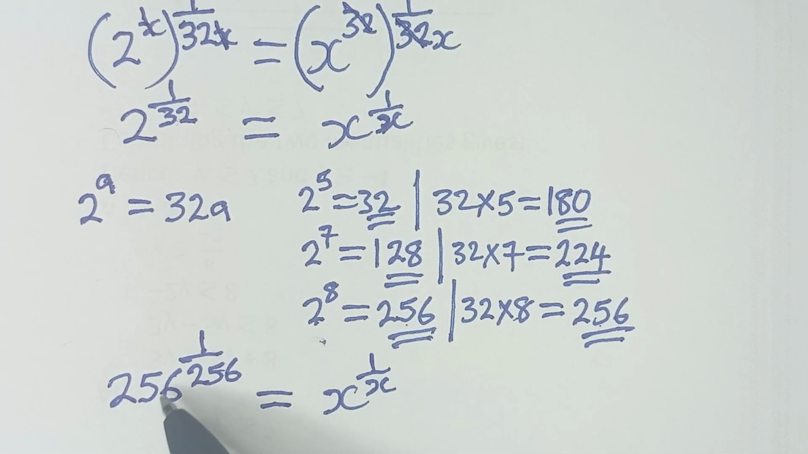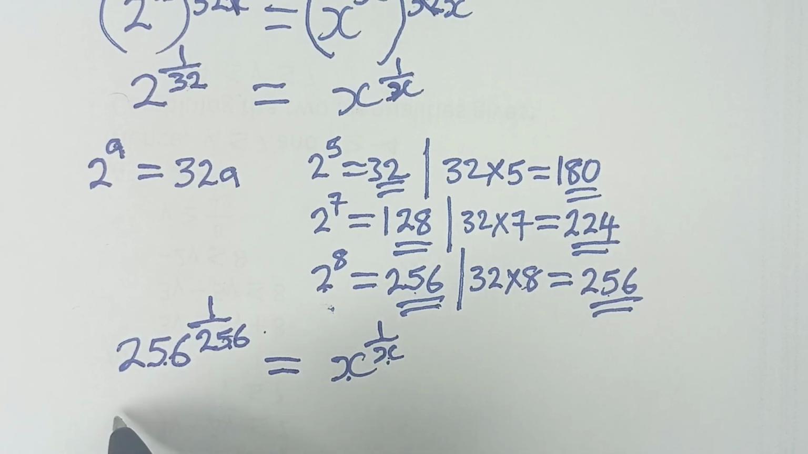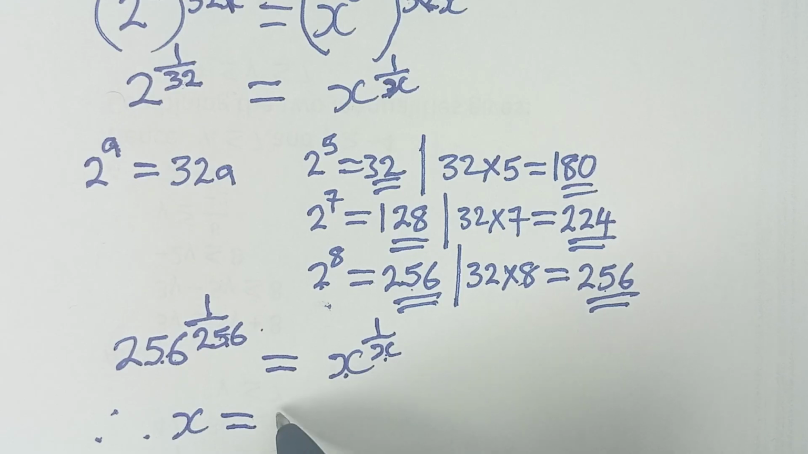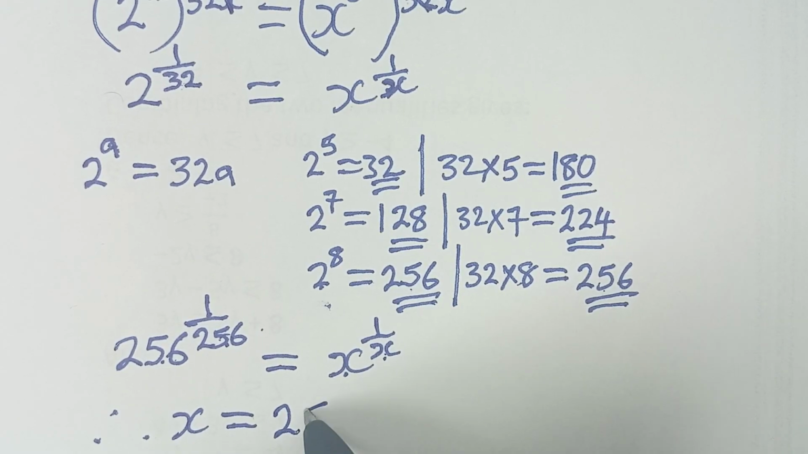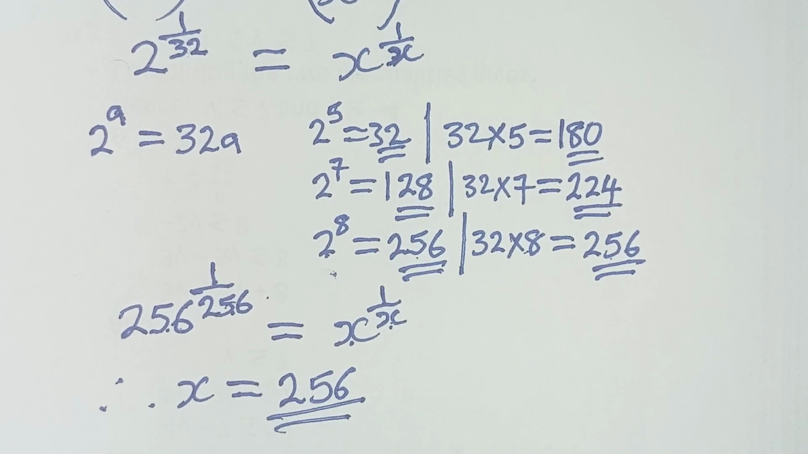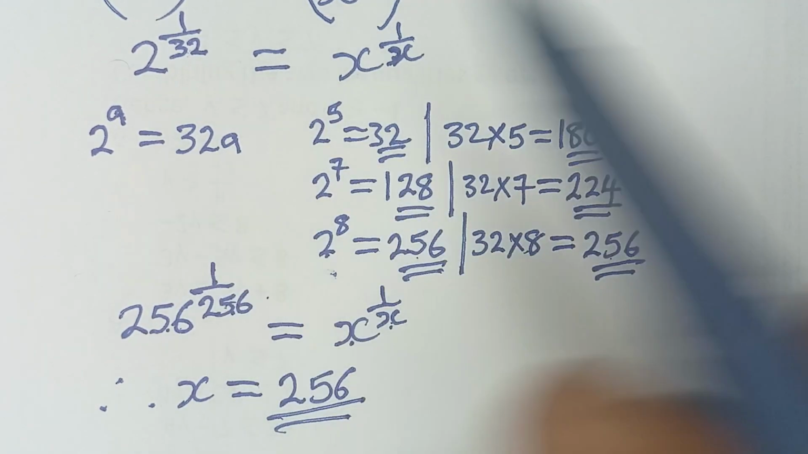So now we can compare. You can see that this is 256 and this is 256. This is x and this is x. So the values here are equal and the values here are equal. So comparing them, we can conclude by saying therefore x is equal to 256. So this is the trick for solving equations like this, for solving questions like this.